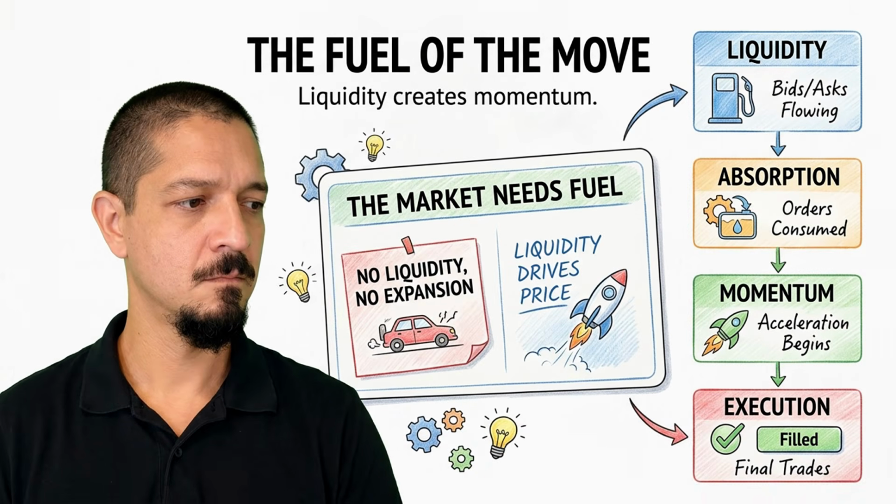Liquidity sweeps are not random. They are part of how the market builds momentum. If price does not take liquidity before reaching a level, it will often use that level itself as liquidity. This is why understanding where liquidity is located is critical for timing and execution.